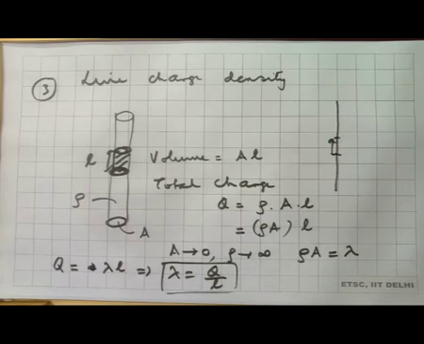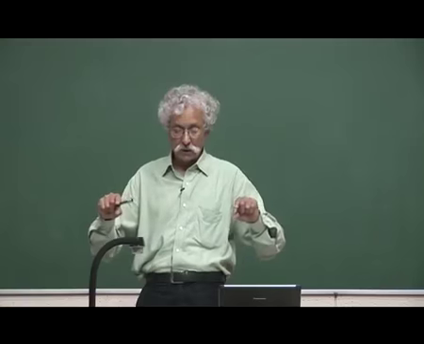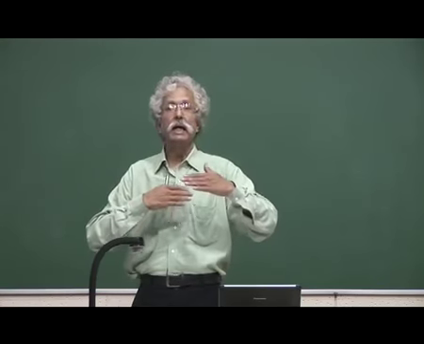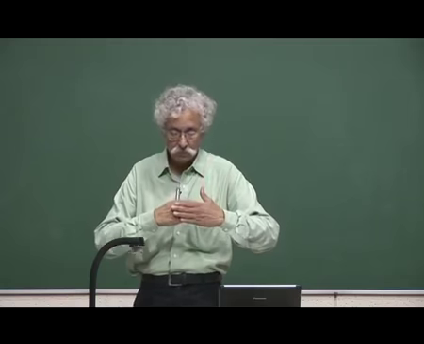So, what I have done is I have shown you that starting from volume charge density, I can define a surface charge density by having a certain thin surface, thin sheet, and allowing the thickness of the sheet to go to 0.